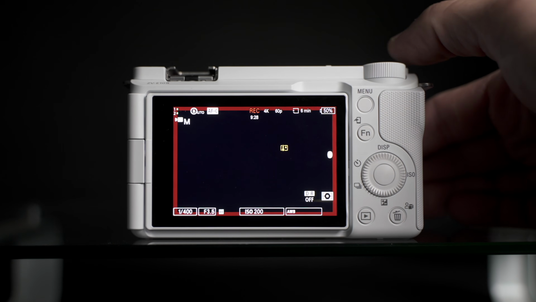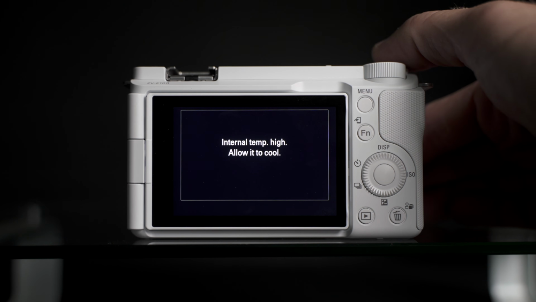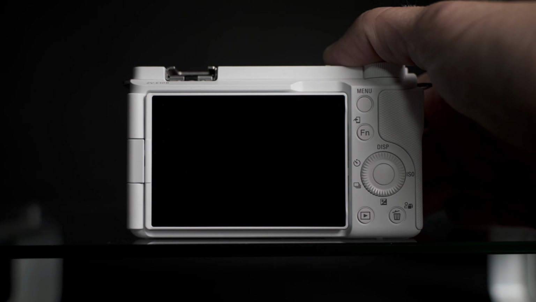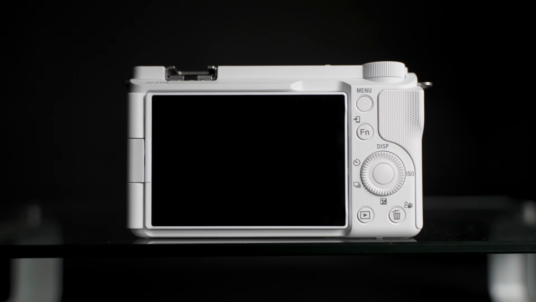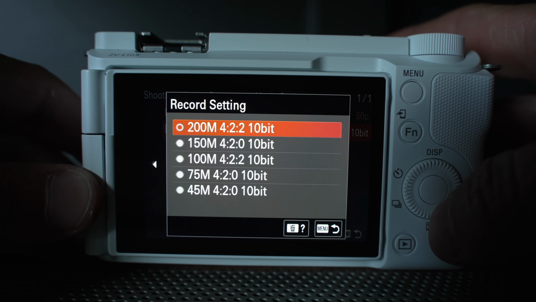And I'll tell people the same thing that I did with the Sony a6700 when they were kind of nervous about picking this camera up because of overheating. As long as you shoot in XAVC HS 4K, 4K 60, 420 10-bit, you won't have any overheating issues, and the image quality difference will be very small.